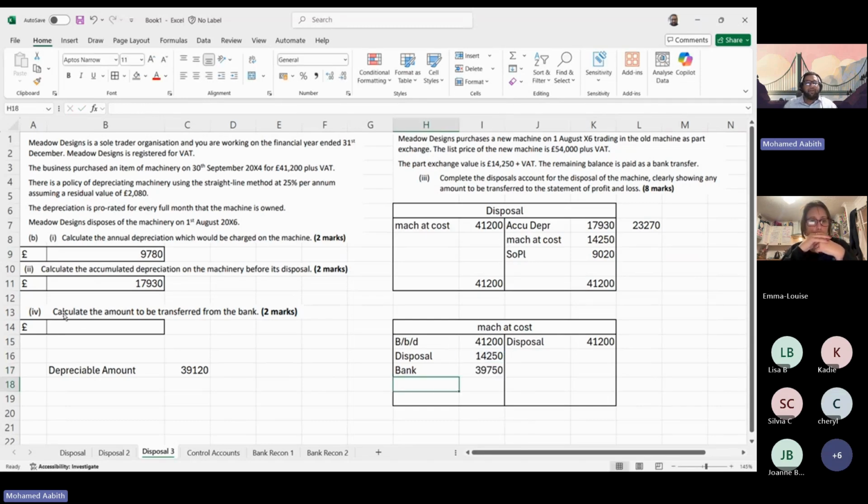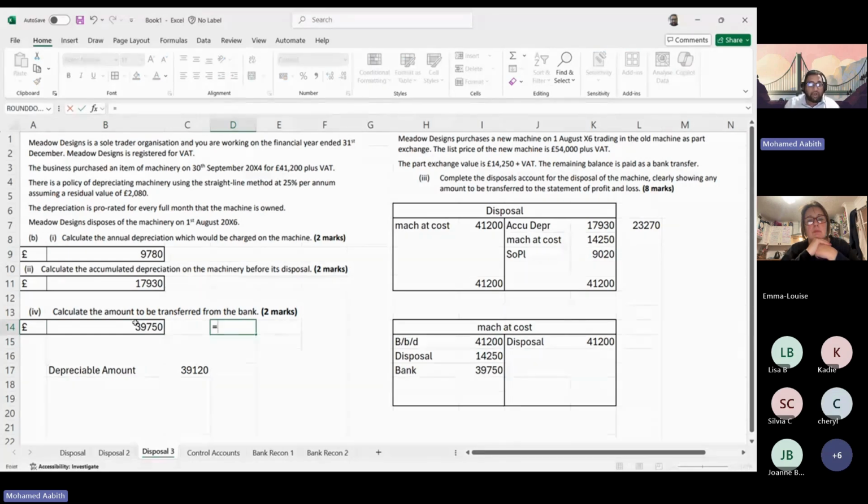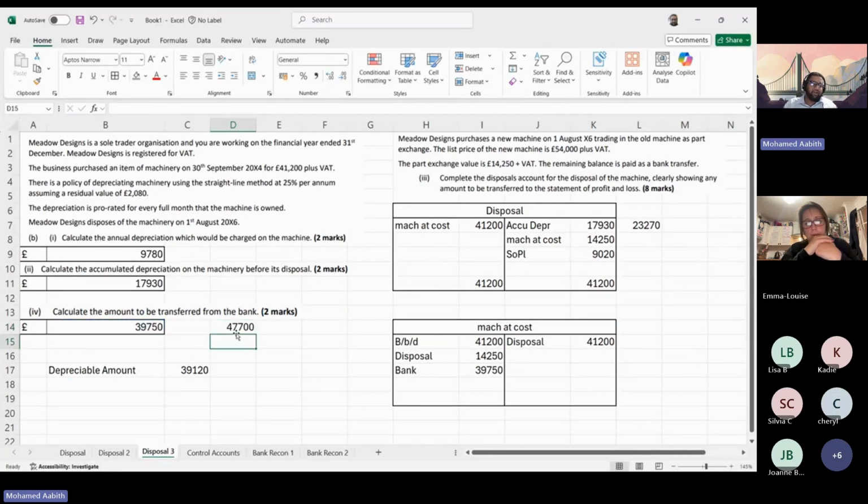So they're asking you how much money you paid from the bank. It's going to be 39,750. Of course, you're going to pay the VAT on top of that as well. So if I'm going to find the real money you paid, that's going to be equal to that times 1.2, which is 47,700.